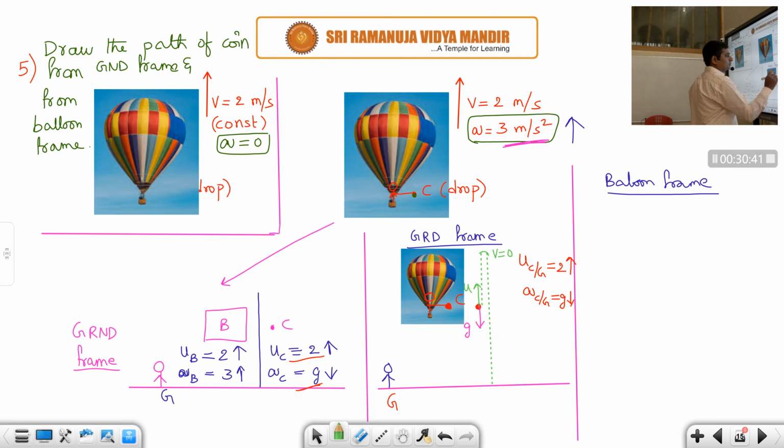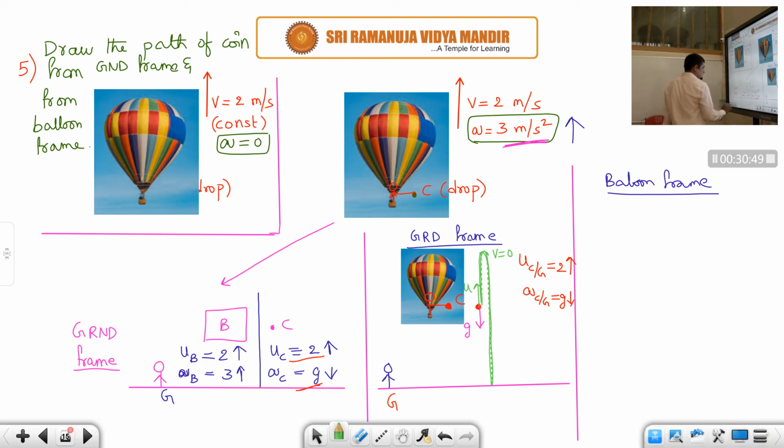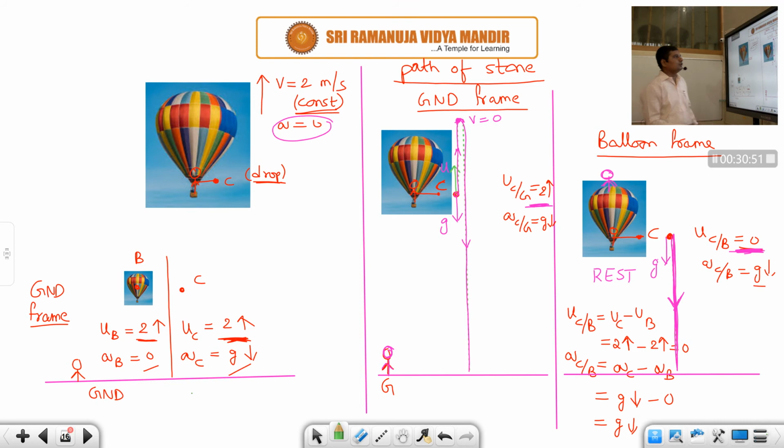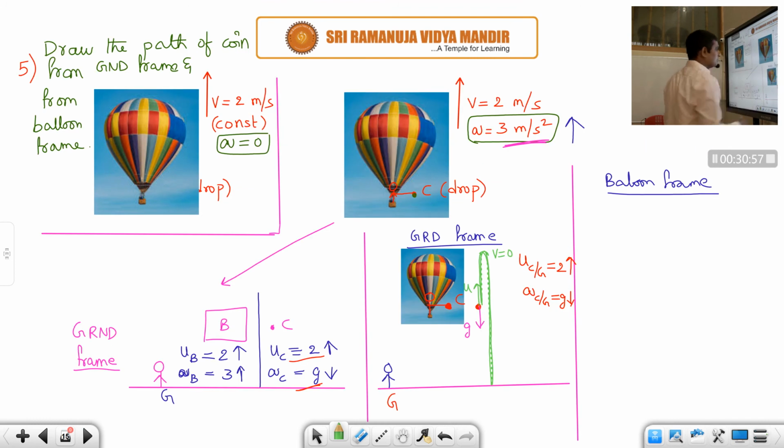Here velocity is 0. So this is the path, same as in the previous case also. In the previous case you can see it is going upwards and then coming down. Correct or not? From ground frame, here also it is going upwards and coming down.